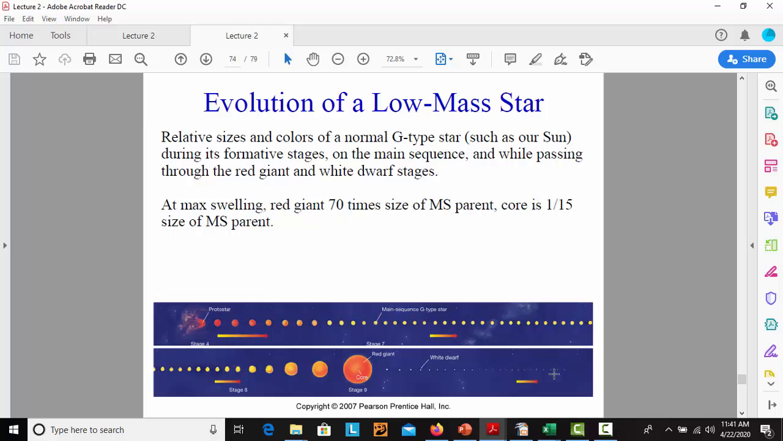So at maximum swelling, the red giant is 70 times the size of its parent, right? And the core is about 1/15 the size of its parent. So here we are on the main sequence. This is the parent star, if you will. And now this is 70 times as big, but its core is much smaller.